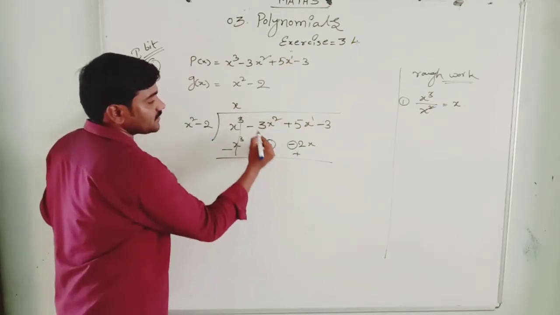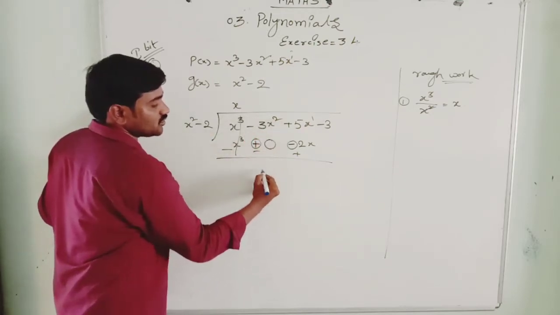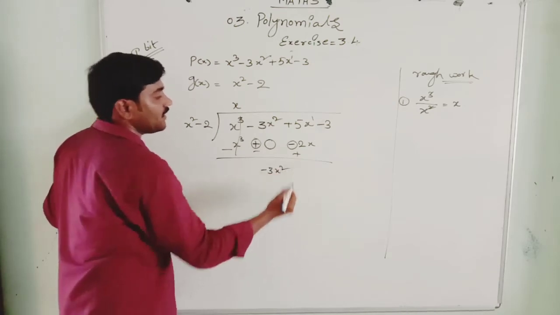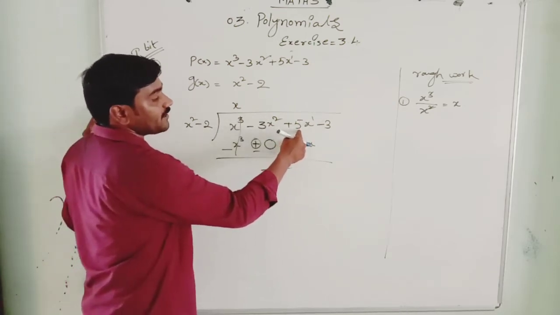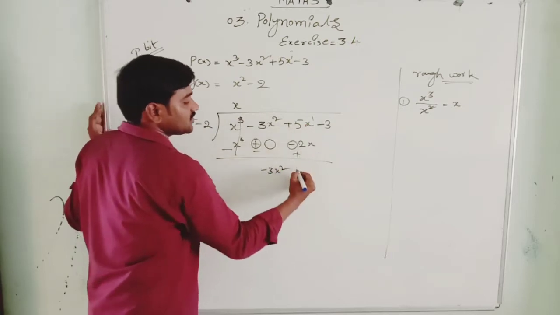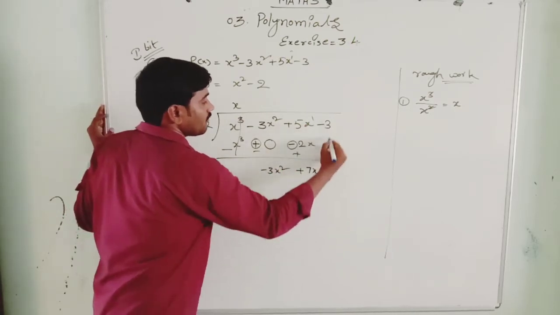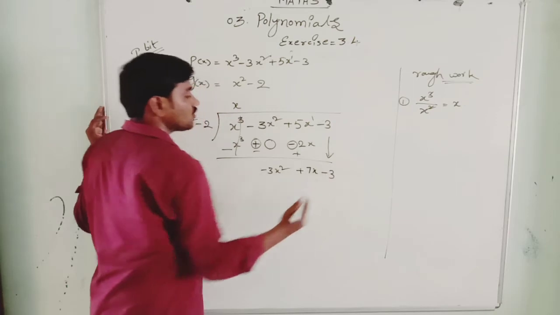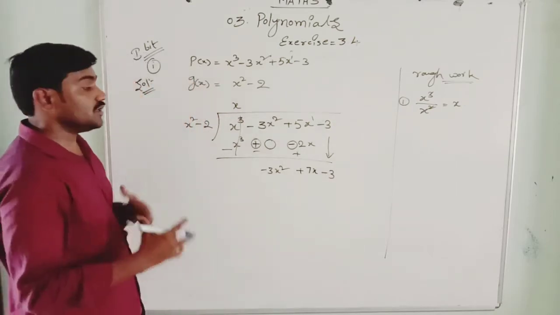Now you bring down this minus 3 and minus 0, that means minus 3 x square. Now you do it here: 5x plus 2x, that is plus 7x. Minus 3, so we brought this down. Now the same procedure should be followed.